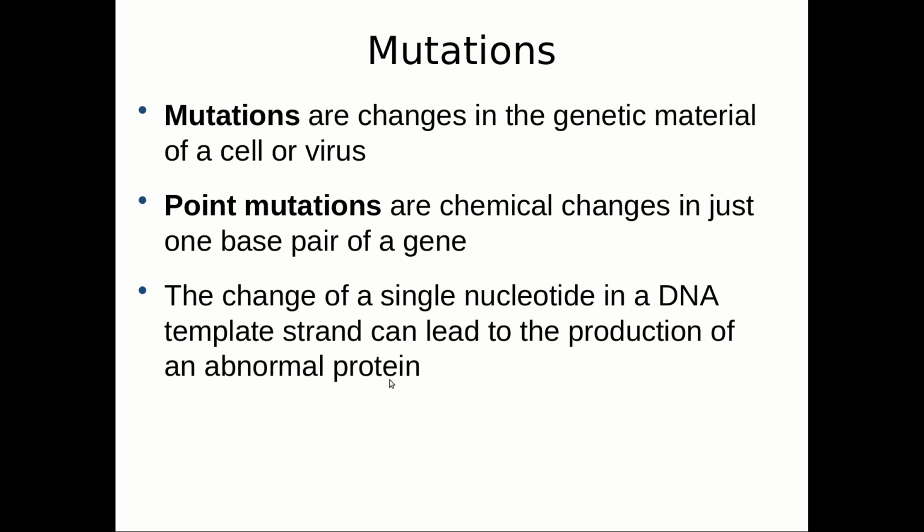Mutations are changes in the genetic material of a cell or virus. We know that. Point mutations are just one base pair change. So that one base pair, if it happened to cause a change in the amino acid sequence, there's a potential that it could change the function of the protein, and therefore you get a mutant.